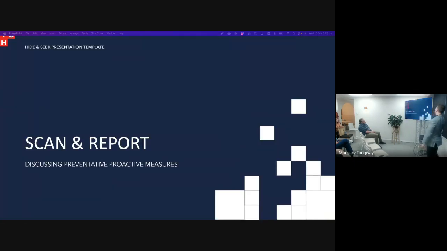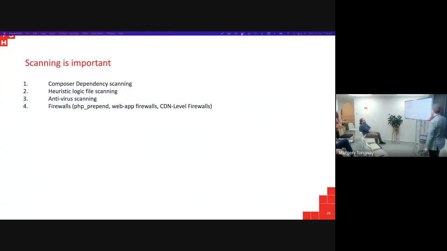So obviously what the government wants us to do is scan every day for dependencies, using heuristic logic. The heuristic logic scanner is a specific tool that scans the files for anything that might be a virus, but it's not sure. For example, that base64 encoding is an injection, but it's different on every site, so you can't just do a string-to-string comparison, right? You need to kind of go, maybe that doesn't look right. So heuristic logic scanning is a really important thing.